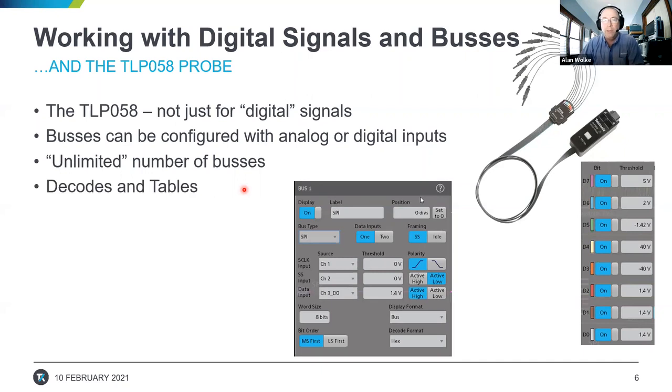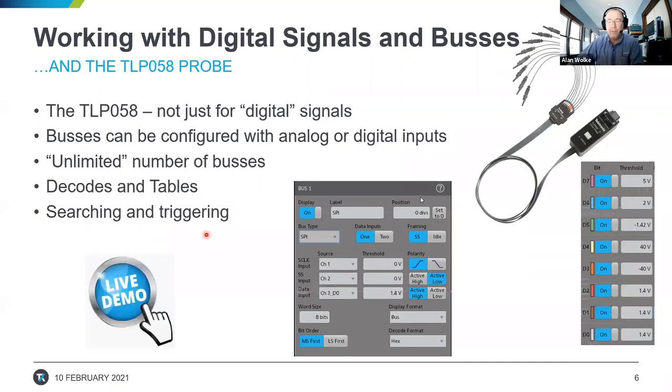Buses can then be decoded. You can actually look at address lines and data, things like that, and depending on the bus, other various states like start and stop bits. And then you can also use the search engines to search for particular occurrences within that bus and also be able to trigger on particular aspects of what's going on with that. So we're going to go take a look at that right now.